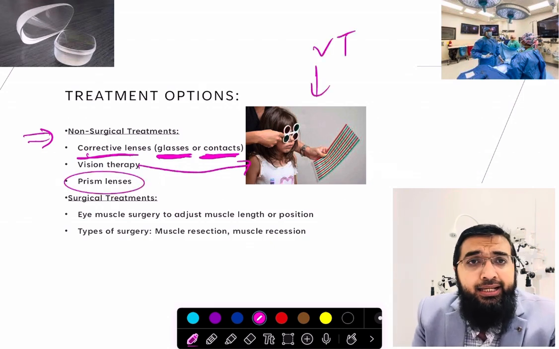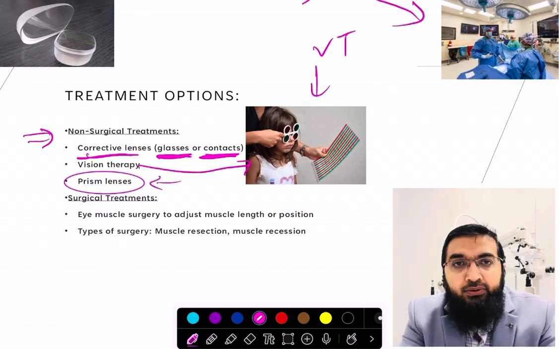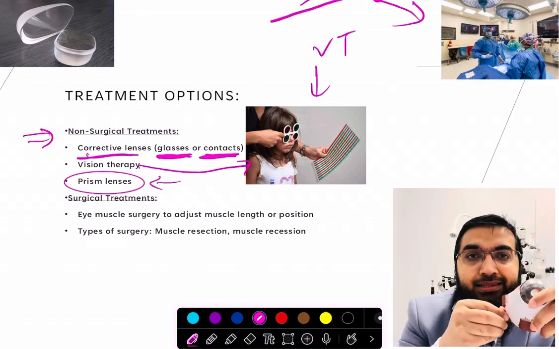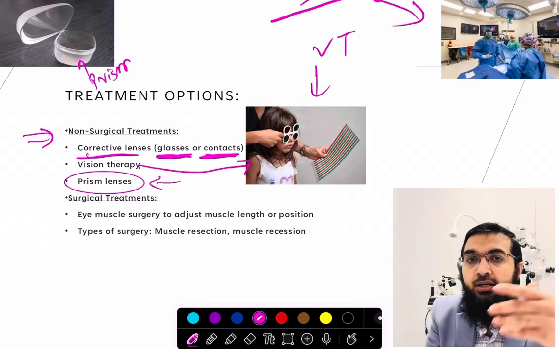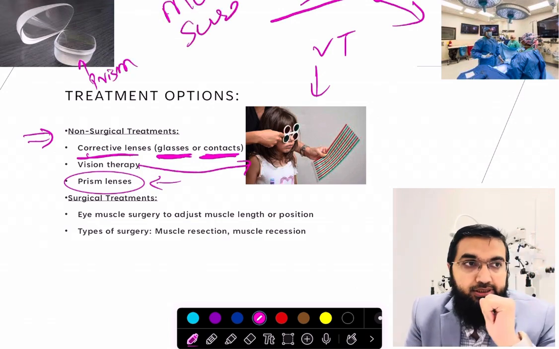Surgical treatments, it depends, because you have to fix that muscle depending on the amount of damage, and so you adjust the muscle strength and the length and the positioning with that surgery. And the types of surgeries are resection or recession of your muscle, the eyeball muscle itself.